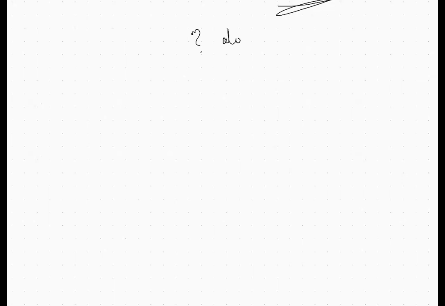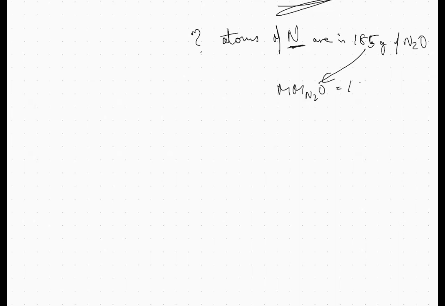Before I do that, in 185 grams of N2O, how many atoms are there, right? This is slightly different. They're not asking how many atoms of N2O are there. They're purely asking for nitrogen. They have given the molar mass of N2O as 44. I'm just writing the rounded value. So 185 divided by 44 gives the number of moles, 4.2 moles.